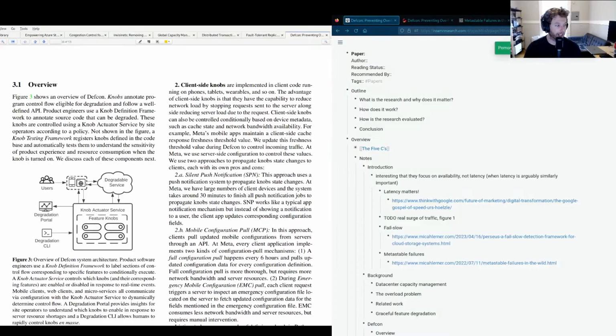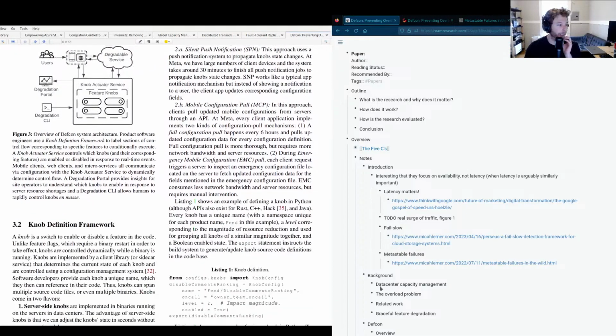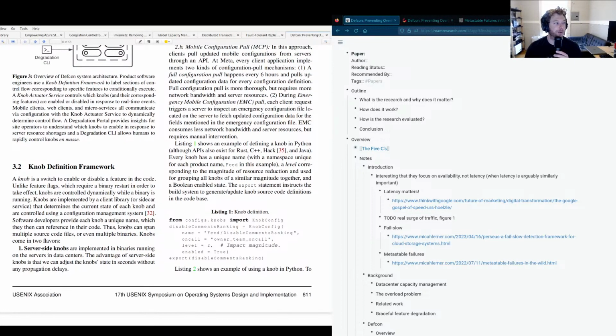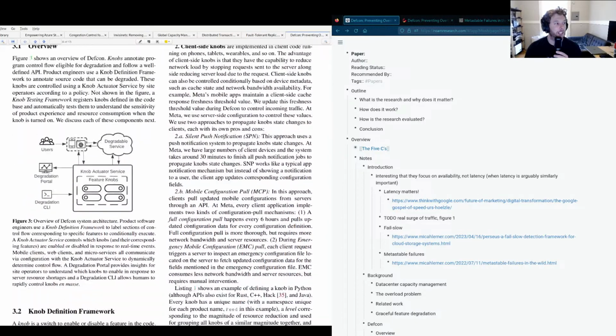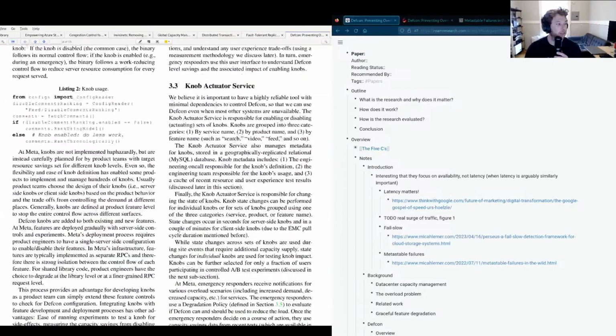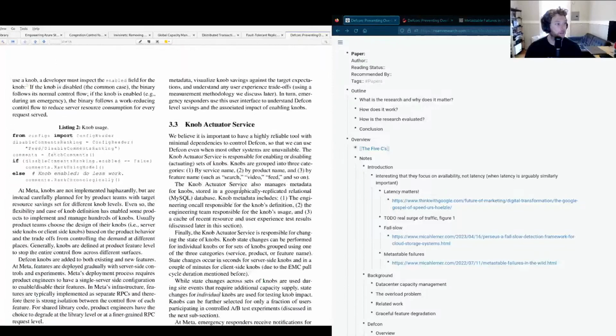Okay. I'm very interested in how they have the client-side knobs. That's very interesting. Very cool. This is very cool. Client-side knobs. Knob actuator service.